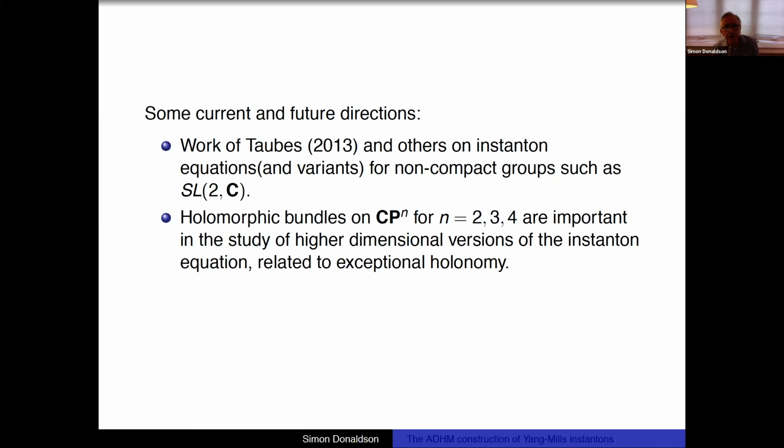Another direction is that the study of holomorphic bundles on projective space for various dimensions, but dimensions 2, 3, and 4, is important in different ways in the theory of certain higher dimensional versions of the instanton equation, which are being actively pursued nowadays, which occur in the context of manifolds with exceptional holonomy or special holonomy. So again, there's a lot of scope for work in that direction in the next few years, I think.